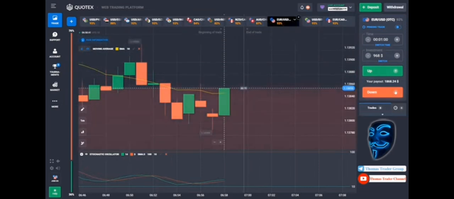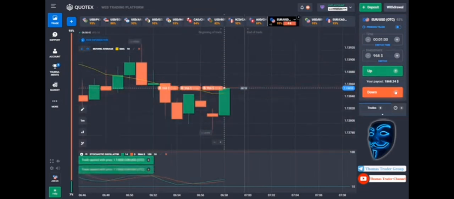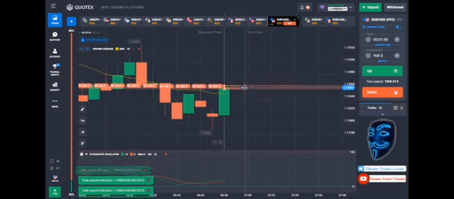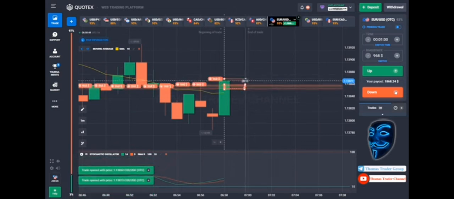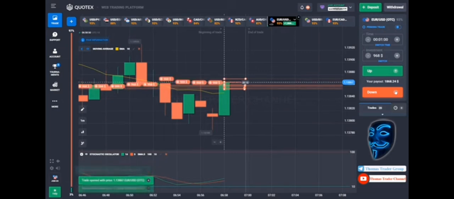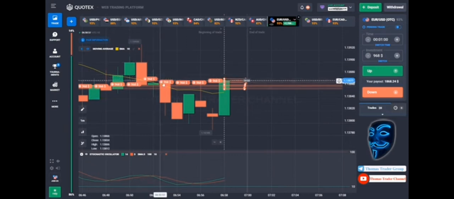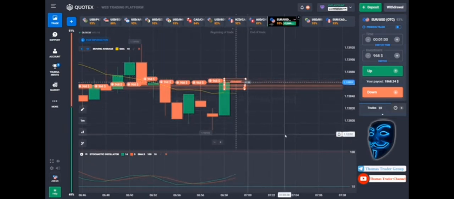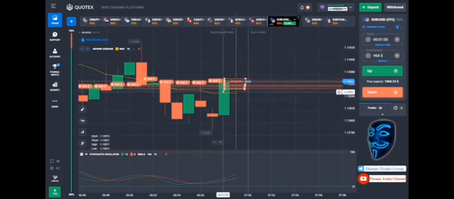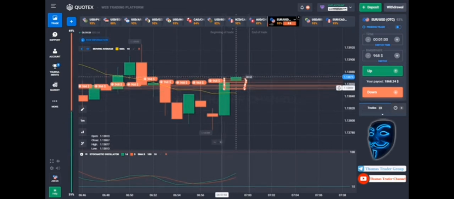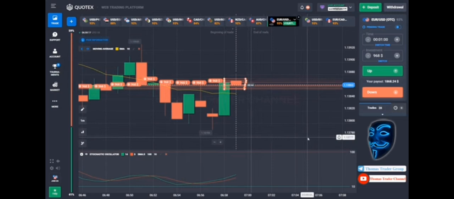Over here we can open sell for 1 minute. As you can see, the market is going bearish, and the market is touching the moving average line. When the market touches the moving average line, the market will make a rebound, and it will continue the bearish trend. Let's prove it and let's wait till the end of our trade.